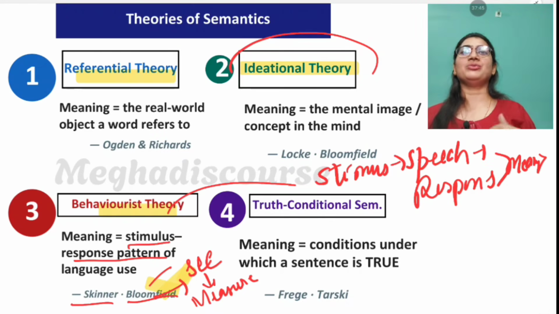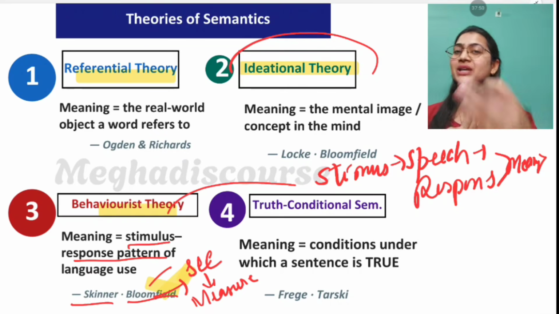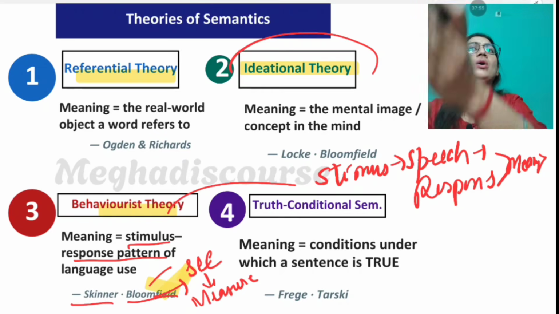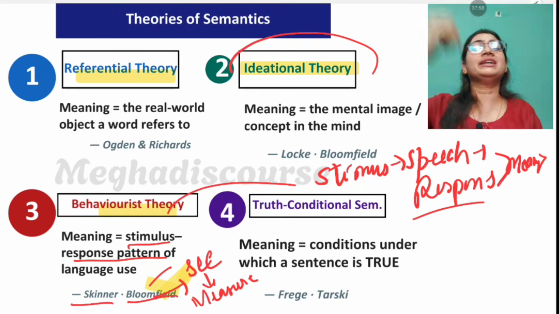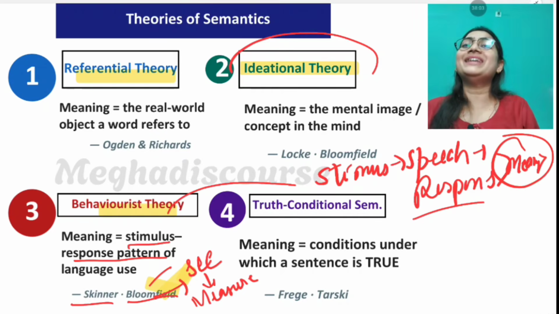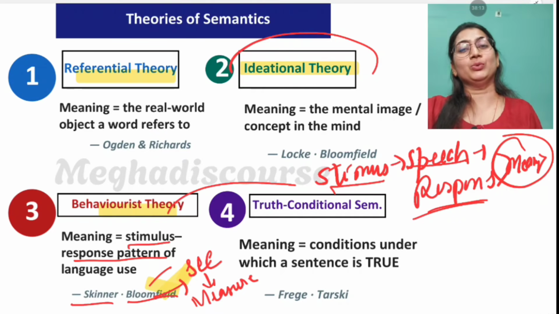How? If I am saying, can you pass the salt? Okay, I am speaking, this is the speech theory. I am giving the speech: can you pass the salt to me? And what is the response? The person has passed the salt to me. So this is how meaning works and how we are getting our meaning, and how we can communicate. So this is called stimulus, speech and response theory of Bloomfield.